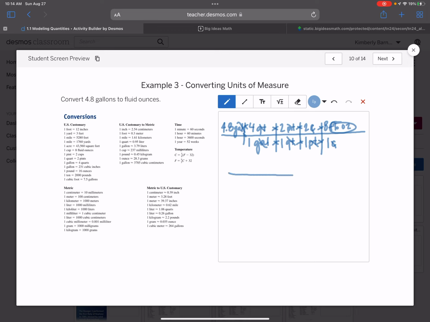So in the top, I have 4.8 times 4 times 2 times 2 times 8. In the denominator, I have a bunch of 1s. I know if I multiply 1 times itself, it's just 1. And so in my calculator, I'm going to do this math. 4.8 times 4 times 2 times 2 times 8 is 614.4. And my unit is what I ended with, fluid ounces.